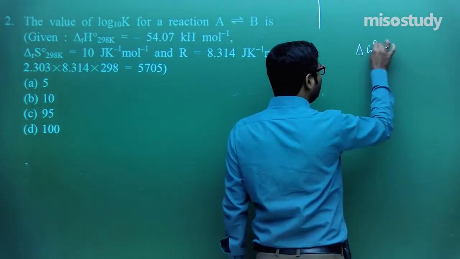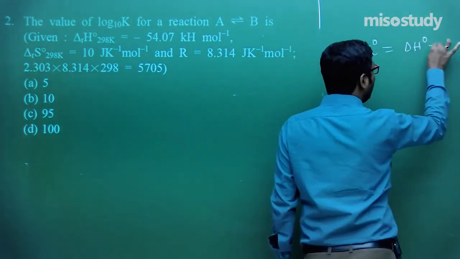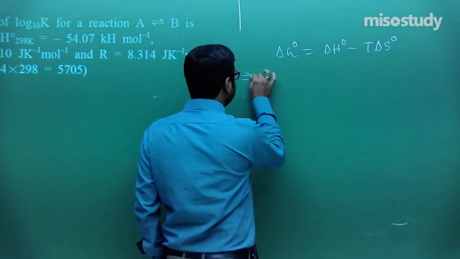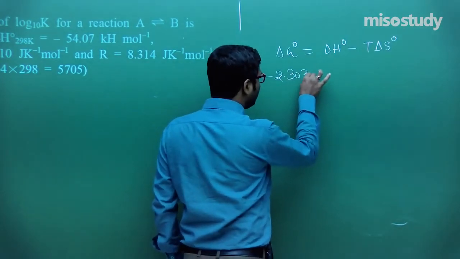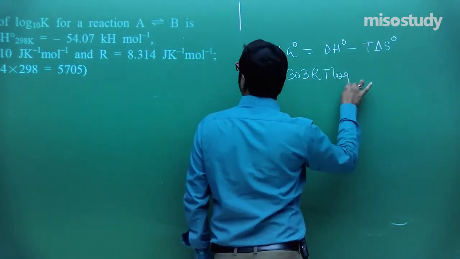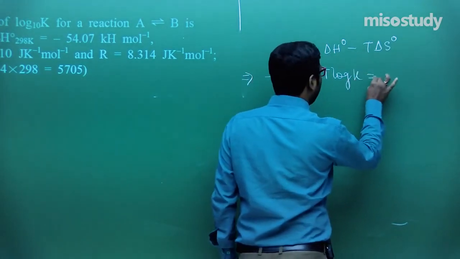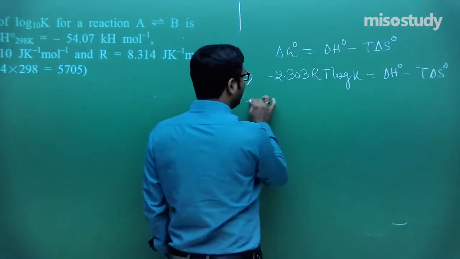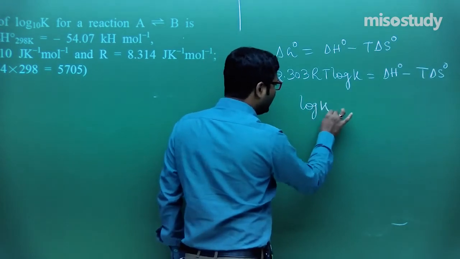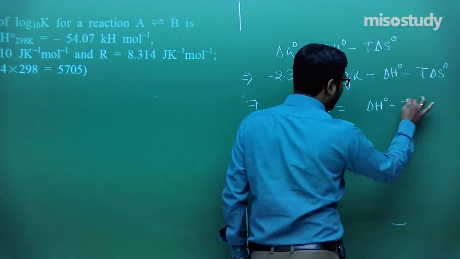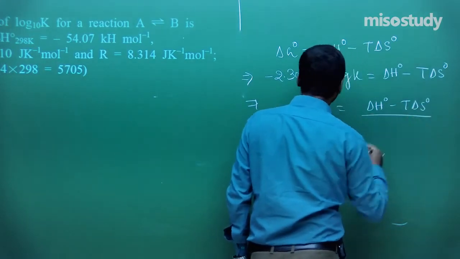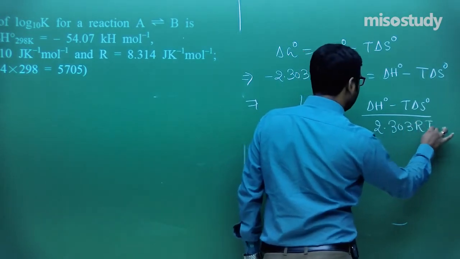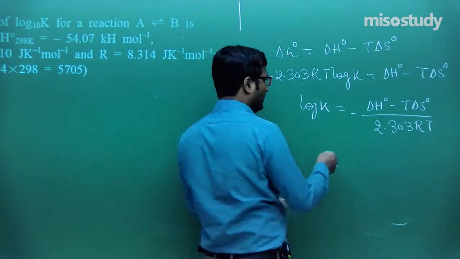As we know, delta G is equal to delta H minus T delta S. Clear? And delta G is equal to minus 2.303 RT log K, and equal to delta H minus T delta S. Clear? Now log K is equal to minus (delta H minus T delta S) upon 2.303 RT. Put here the minus sign. Clear, friend?